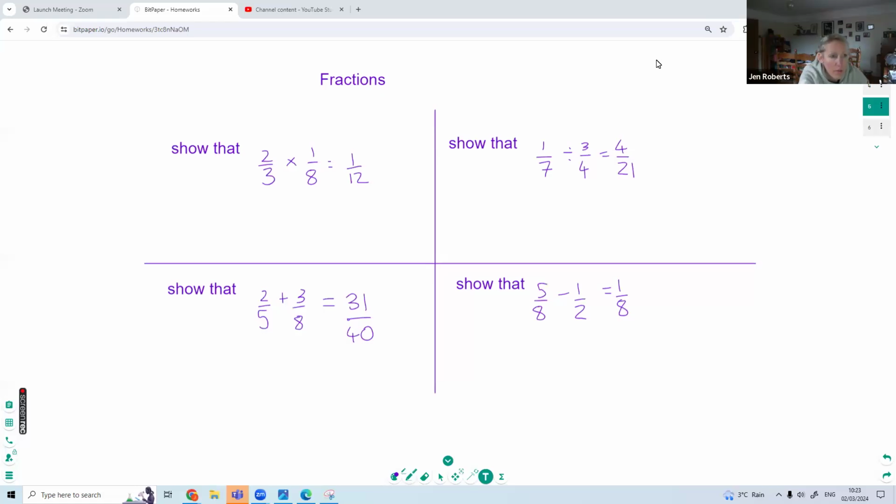Hi there. In this revision video, you will look at fractions, all the four operations of fractions, so adding, subtracting, multiplying and dividing. Now for the IGCSE Edexcel foundation paper, this is how they normally set out the questions.